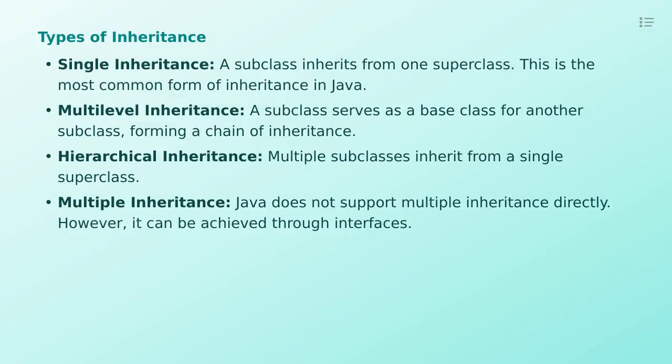Types of inheritance. Let's dig in. Let's walk through the main points. First, single inheritance. A subclass inherits from one superclass. This is the most common form of inheritance in Java.